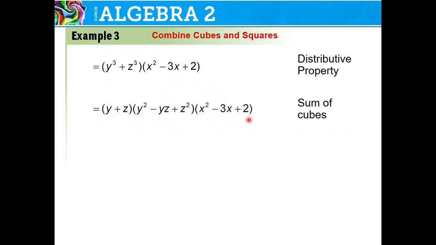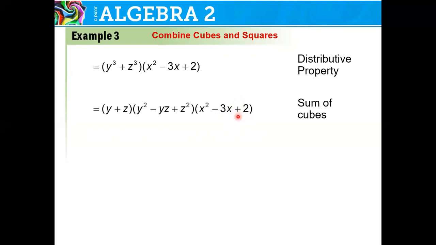x squared minus 3x plus 2. We said this is a trinomial factored by guess and check. How will I do the guess and check? Remember, I'm trying to find two numbers. If I multiply, I'll get 2. If I add or subtract, I'll get 3. Yes, so it's 2 and 1.